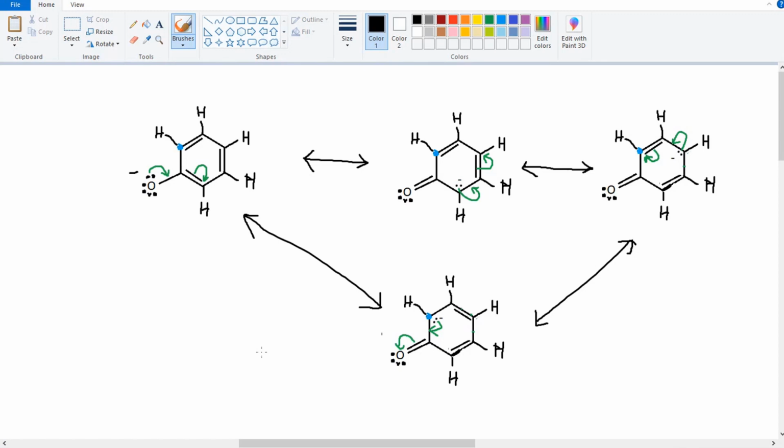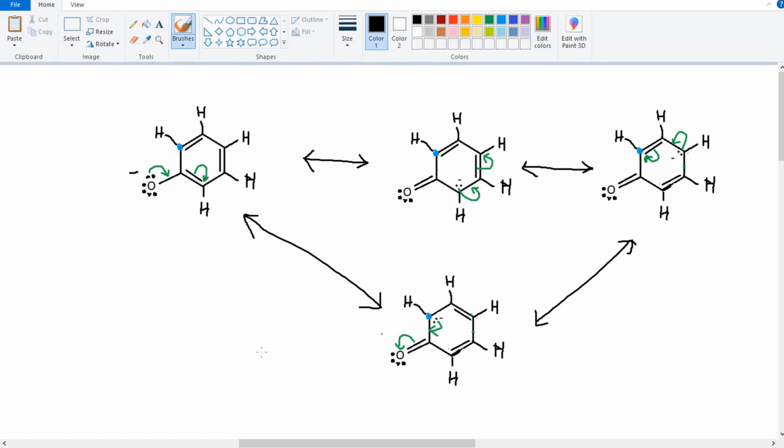I hope that helped. Resonance can be tricky, but just keep in mind the rules for resonance. One, you'll resonate between sp2 hybridized or sp hybridized atoms only. Two, you'll move electrons from more negative areas to less negative areas. And three, just do it one step at a time. Atom to bond, bond to atom.